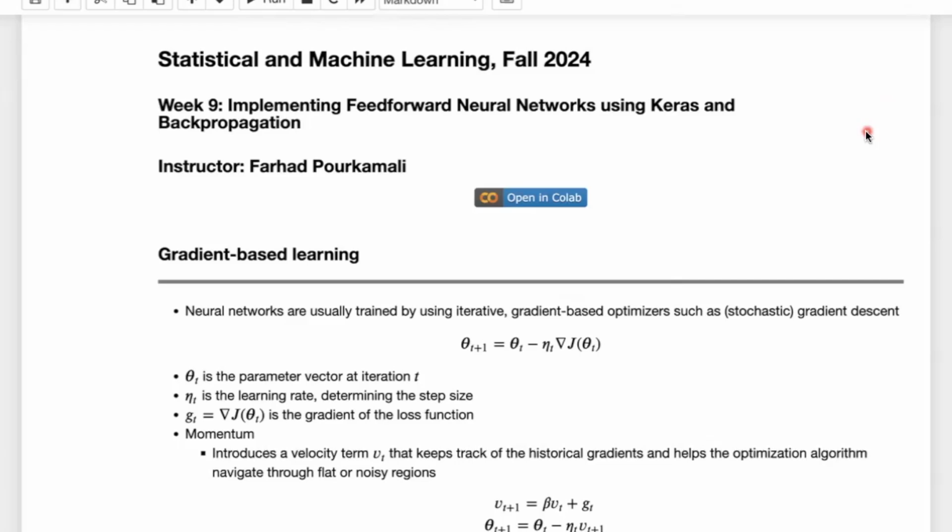Hello everybody, in today's video we'll be walking through how to implement a feedforward neural network using TensorFlow and Keras. We'll also dive into the key concept of backpropagation, which powers learning in deep learning libraries.